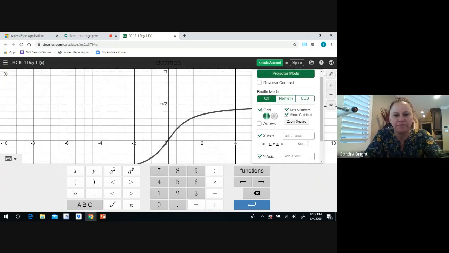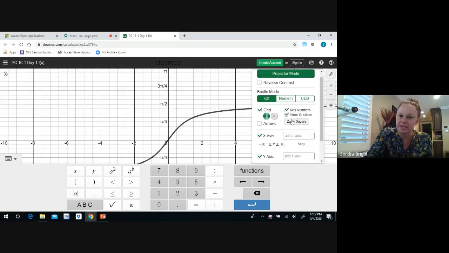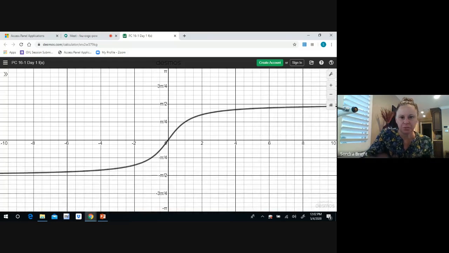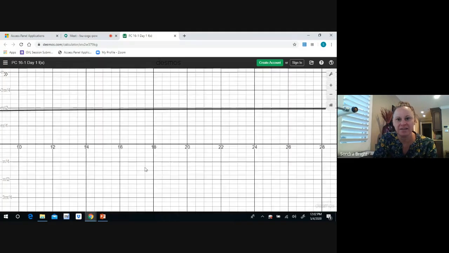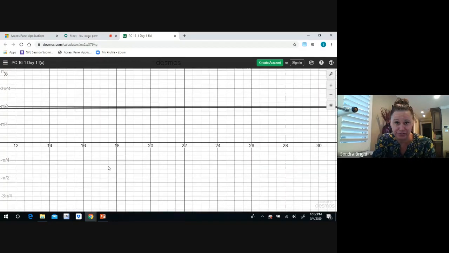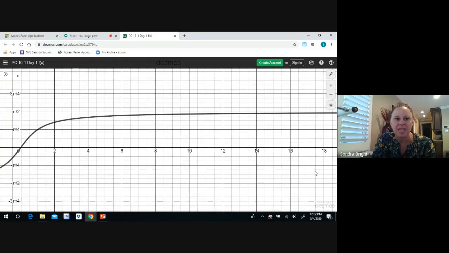Pi over 4. There we go. Okay, so here's inverse tangent. They wanted as x approaches positive infinity. So as your x values are getting larger and larger, do you remember when you graphed this guy, there was an asymptote on positive pi over 2? So as x approaches positive infinity, your y values are getting closer and closer to pi over 2.